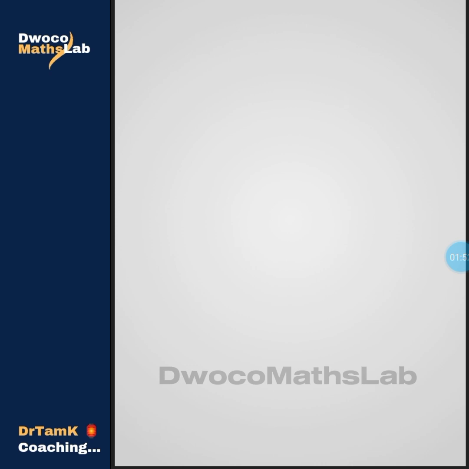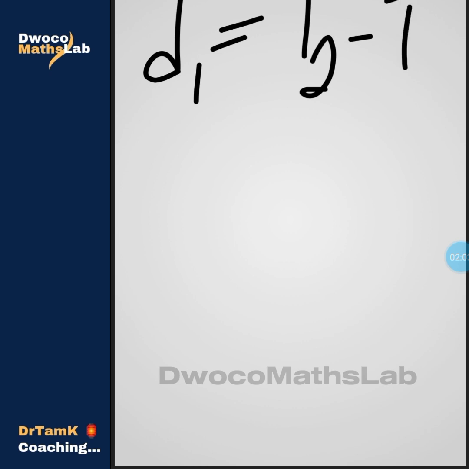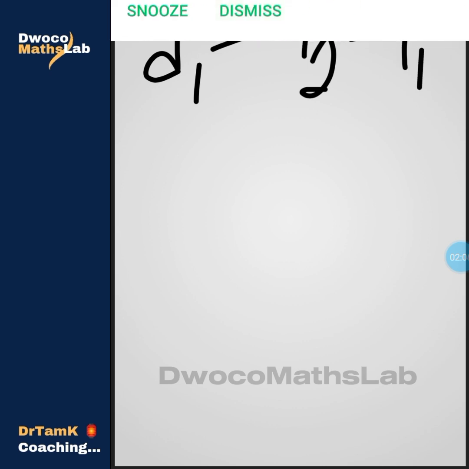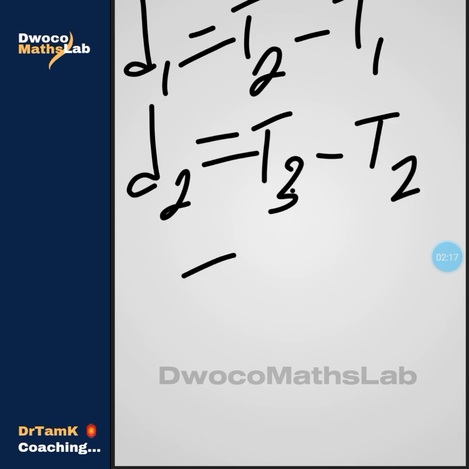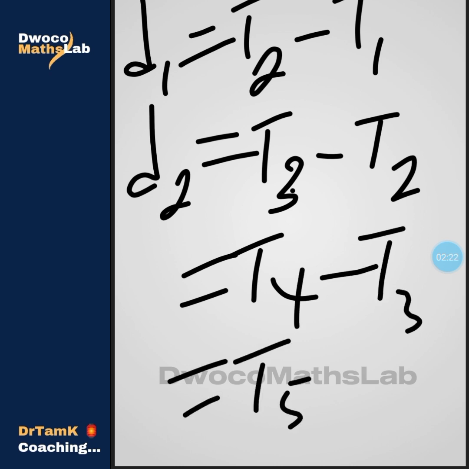Let me repeat that. Let's say D1 is the second term minus the first term, which gives us the common difference. Are you following? If you want D2, the second common difference, that's going to be T3 minus T2. The next is T4 minus T3, then T5 minus T4, and so on and so forth. It keeps on going. Is that clear? That's what makes the common difference.